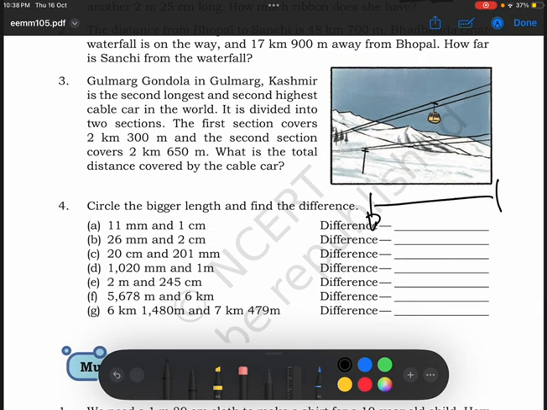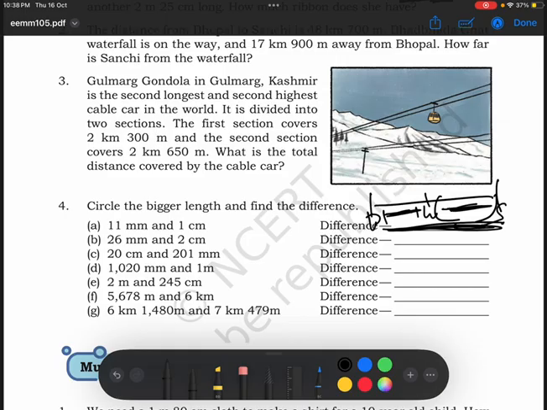Like this is Bhopal, this is Sanchi, and in between there is a waterfall, Badbada Ghat. The total distance is given, and the distance between Bhopal and the waterfall is given. We have to find the distance between the waterfall and Sanchi. So what we have to do is just subtract the distance between Bhopal and the waterfall from the total distance. We will be left with the required distance, waterfall to Sanchi.